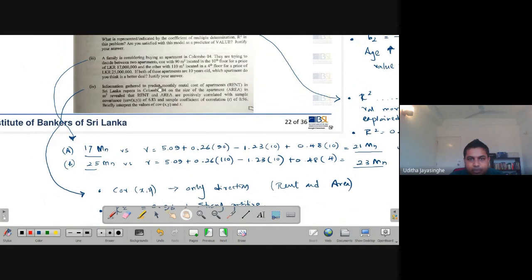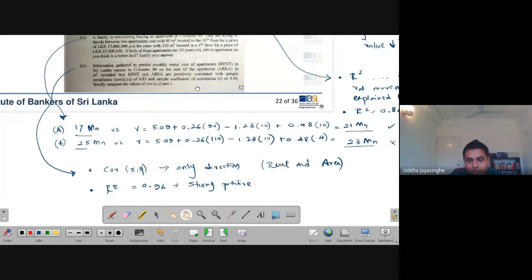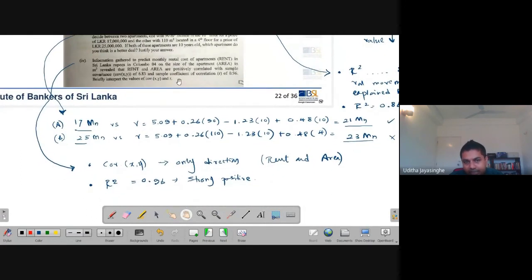Okay, look into the fourth part. Information gathered to predict the monthly rental cost, rent in Sri Lankan rupees in Colombo, on the size of the apartment area reveals that rent and area are positively correlated with a sample covariance of 6.83 and a sample coefficient of correlation of 0.96. Briefly interpret the values of covariance xy and r.